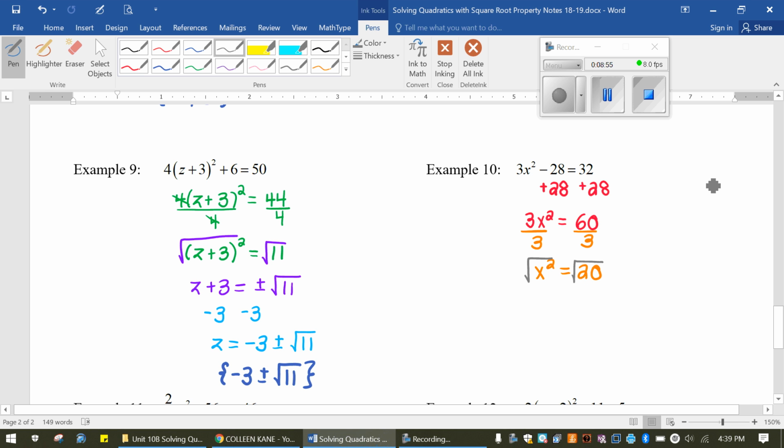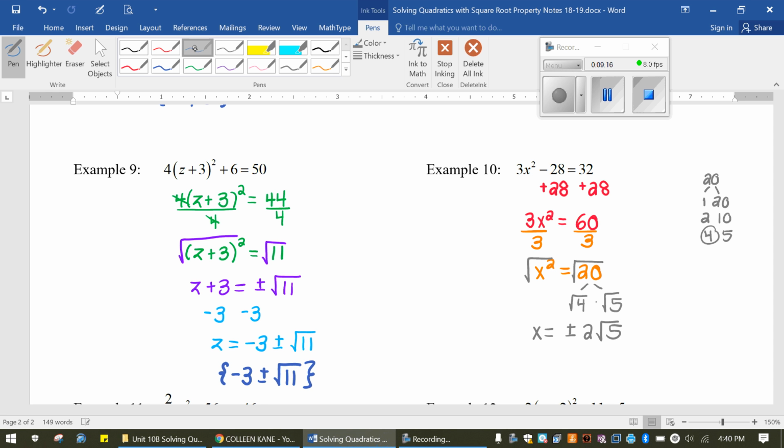And then I know factors of 20, 2 and 10, and we've got 4 and 5, that I got a perfect square factor of 4. So square root of 4 and square root of 5 means this is going to end up being plus or minus, because I took a square root of both sides, 2 root 5. And then we end by putting that in a solution set.